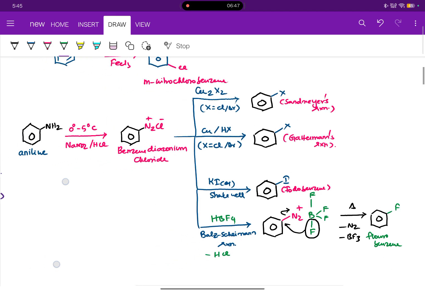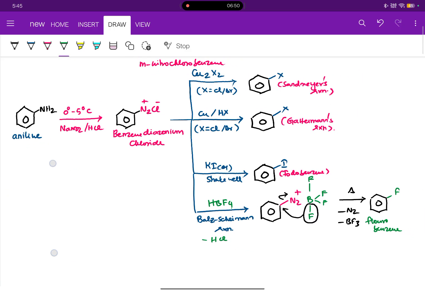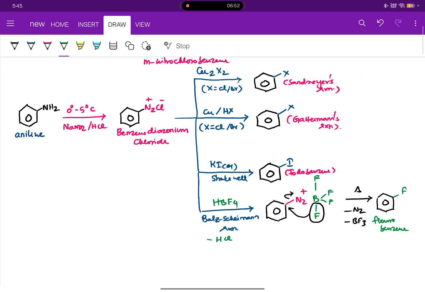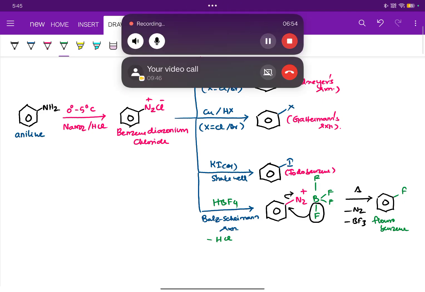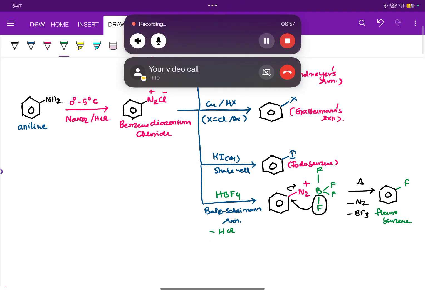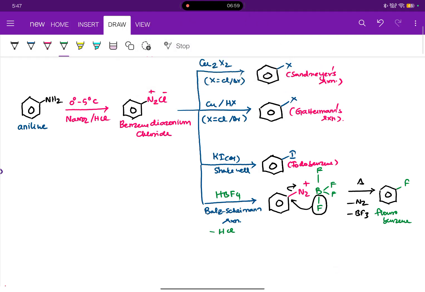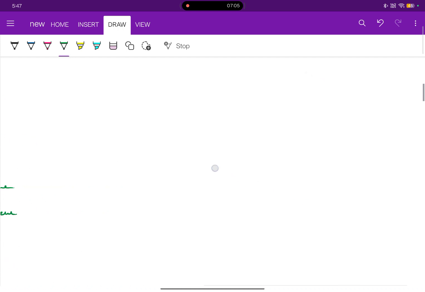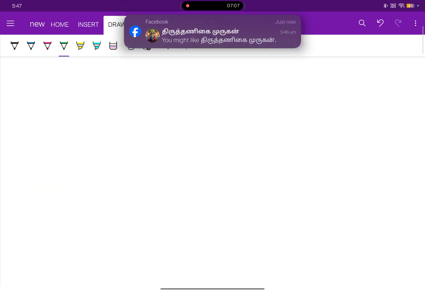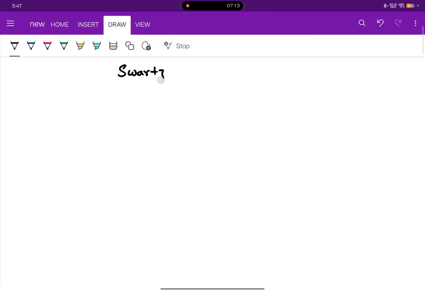Make a note. So using benzene diazonium chloride, you can prepare all the four halogens. Now exchange reactions: when you do an exchange reaction, you can prepare both fluoro and iodo compounds. So let me explain. There is a reaction called the Swarts reaction.